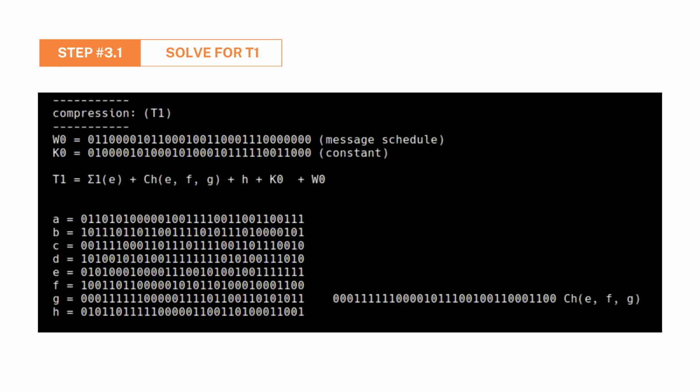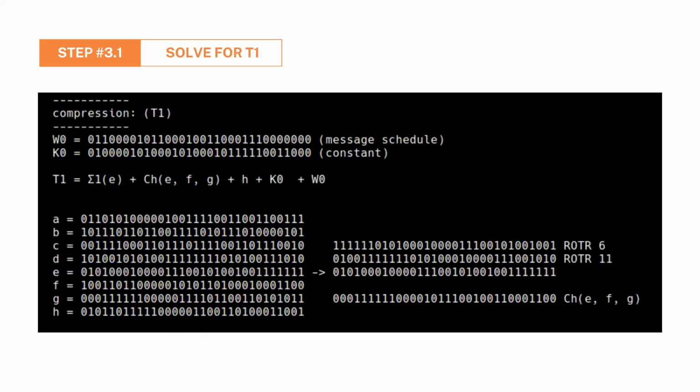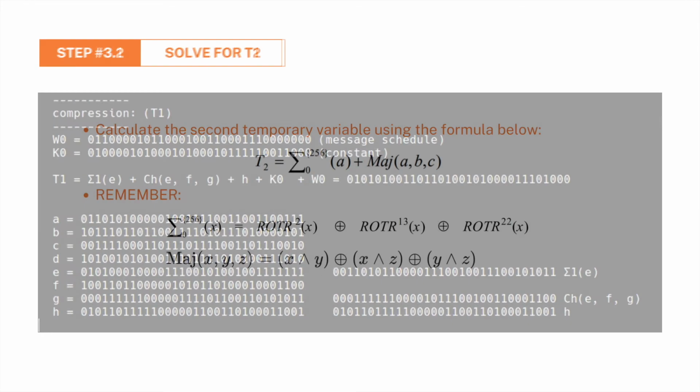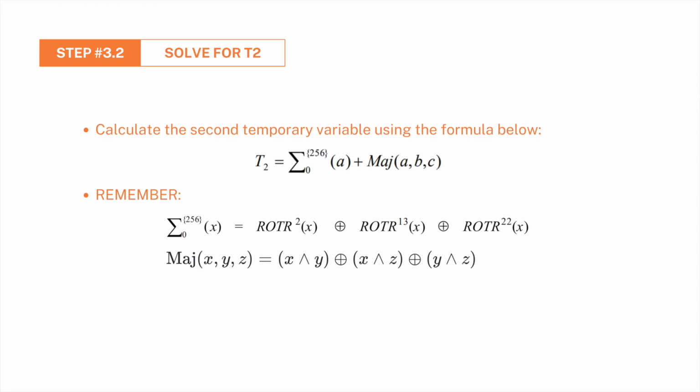Then we get the uppercase sigma 1 of e, which is rotate right by 6, 11, and 25, then XOR them together. Then we get h and finally add these 3 values with w sub 0 and k sub 0. We now head on to t sub 2, which is simpler.